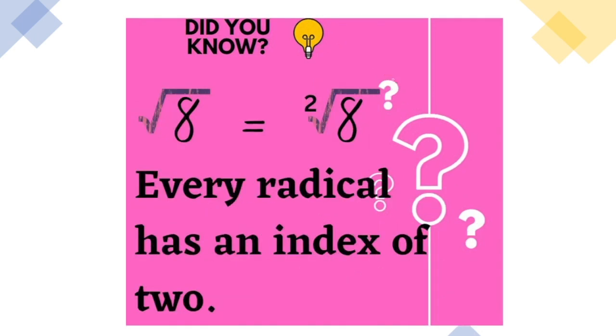Every radical has an index of 2. So if you just see root of 16, it's actually a square root. So we don't have to show it always, but it's a square root always. So square root of 16 is 4.